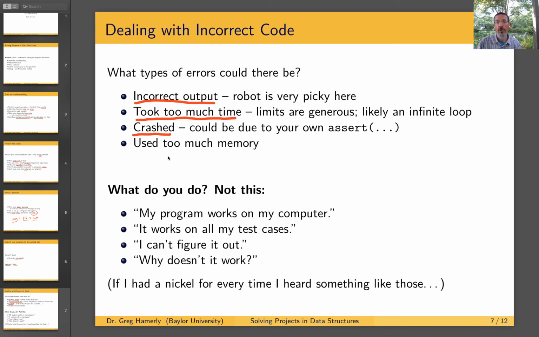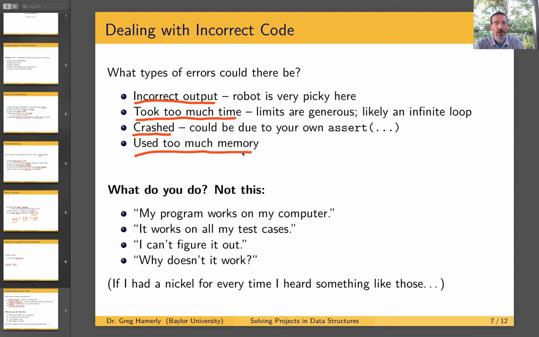It could be that your program did not pass because at some point it crashed. If it crashed, it could be due to your own assert, which is a good thing, which I'll talk about in a later lecture, or it could just be that you had some sort of bug in your program and it crashed. Or it could be that your program used too much memory as it was going. And again, the robot said, that's enough, you can't have any more memory, you've got to stop.